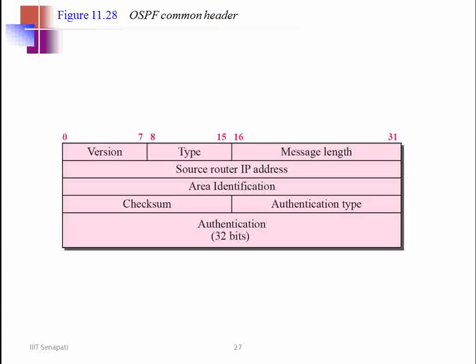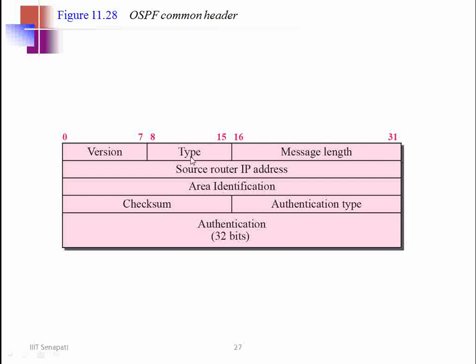Now let me start with the common header format. All of the packets will have this common header, where you have version. It is an 8-bit field, which shows the version of OSPF. Currently it may be version 2.